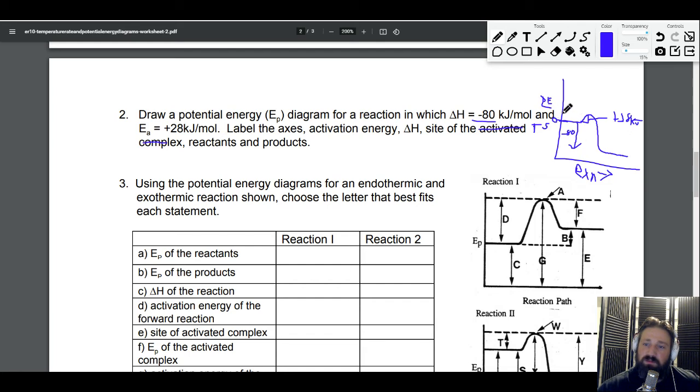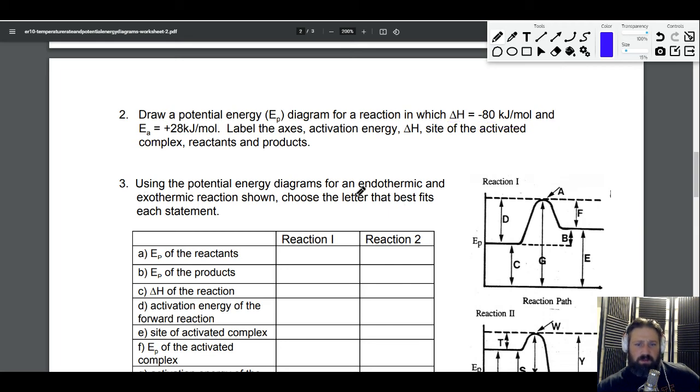If you wanted to get fancy, you can just say that the potential energy up here is 0. And then you can just put your axes there, 28 and negative 80. There we go. That's actually what we do a lot of the time, because we only really care about the change in energy. We don't actually need to define what our reactants are. We can just say our reactants are 0 and use that as a starting point. All right. And this is our reactants, and this is our products, and this is our transition state. So there we go.